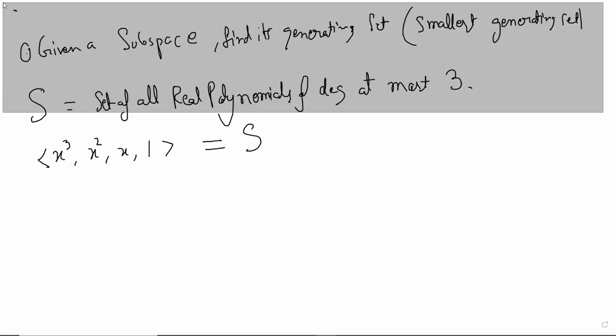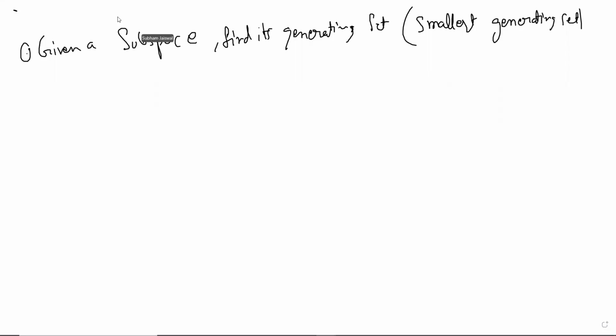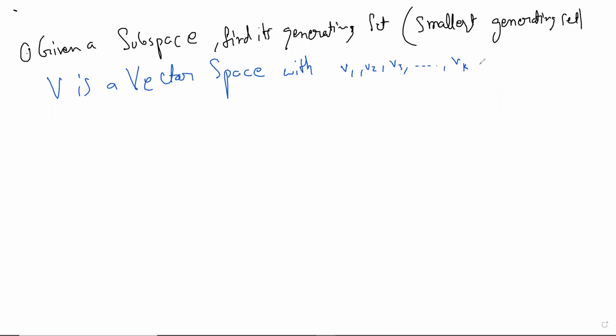So let's now do it in general. Let's say that V is a vector space. Now let's try to do some general arguments and build towards results. Let's say V is a vector space with V1, V2, V3 till Vk, as, of course, a vector space over some field.